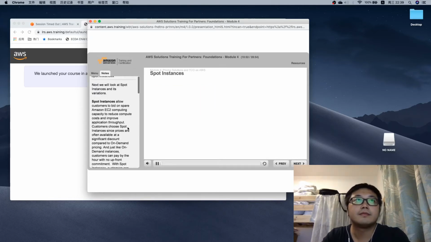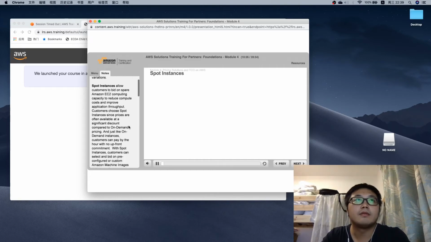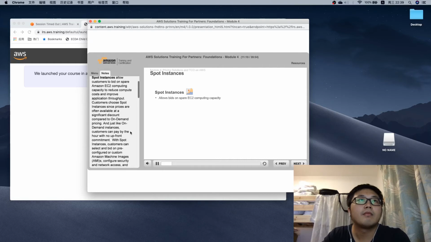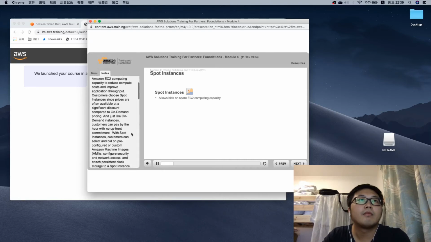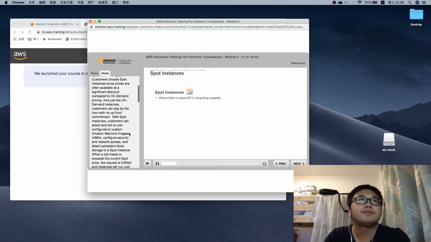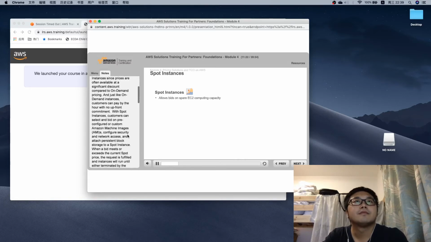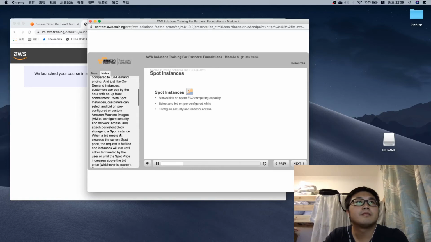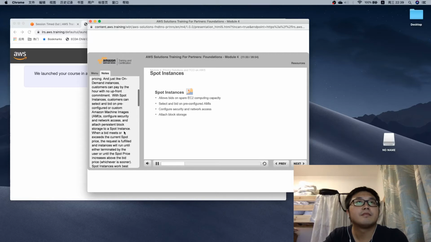Next, we will look at spot instances and its variations. Spot instances allow customers to bid on spare Amazon EC2 computing capacity to reduce compute costs and improve application throughput. Customers choose spot instances since prices are often available at a significant discount compared to on-demand pricing. And just like on-demand instances, customers can pay by the hour with no upfront commitment. With spot instances, customers can select and bid on pre-configured or custom Amazon machine images, AMIs, configure security and network access, and attach persistent block storage to a spot instance.